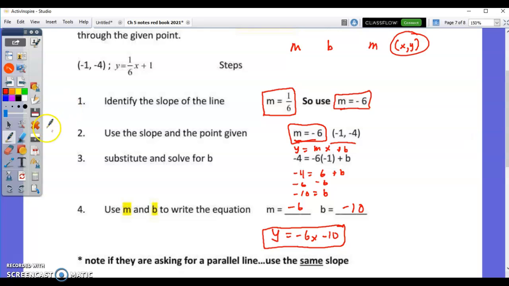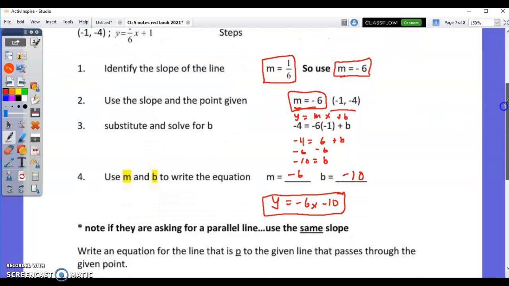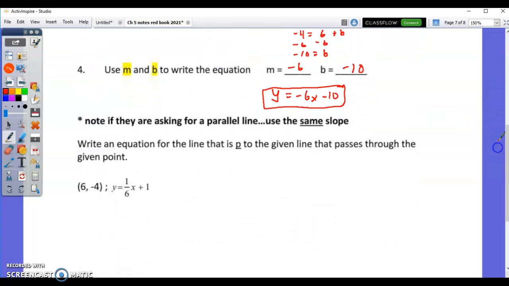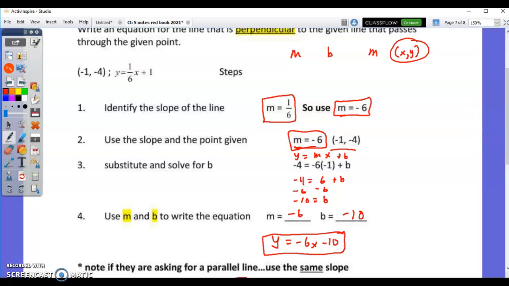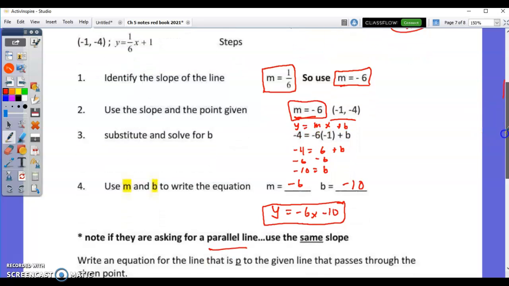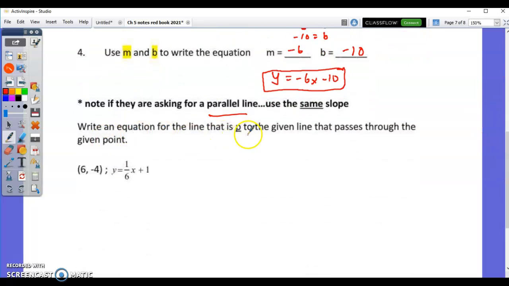All you're doing is identifying what slope you have to use. They already give you what point you're going to use. All right? And everything else is the same that we've done in the past. If they're asking for a parallel line, it's even easier. You just have to use the same slope. So if I'm looking at this problem, and obviously we have a different point that it's passing through, but it's saying, hey, you're going to find a line that is parallel to the given line that passes through the given point. I need to just use the same slope.